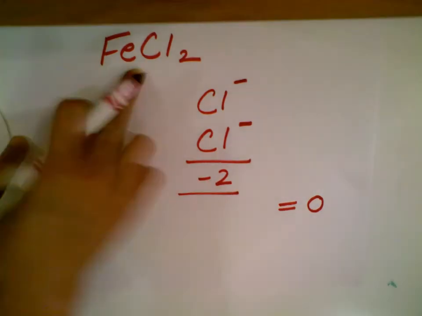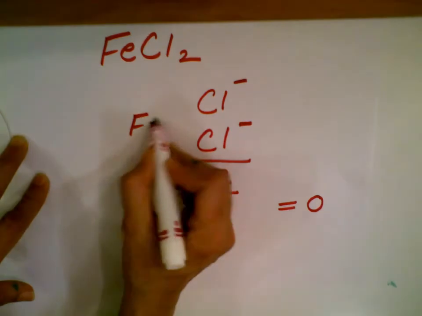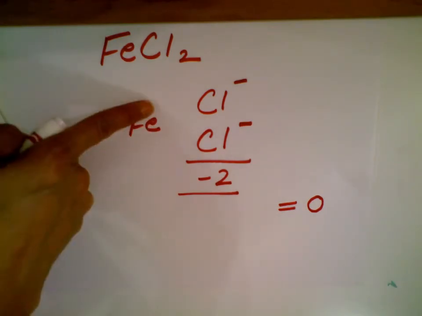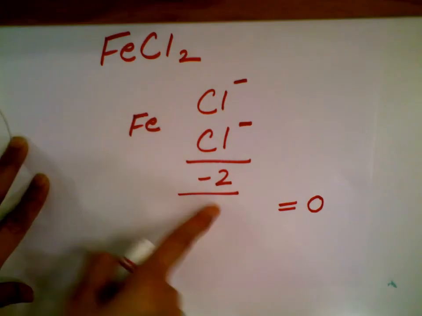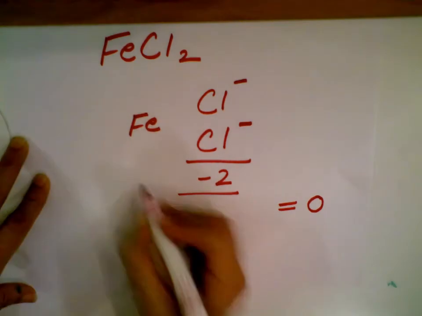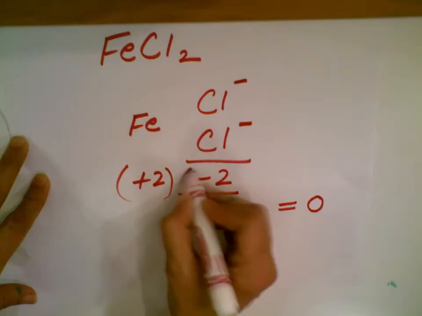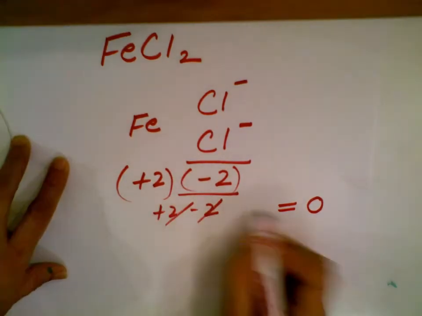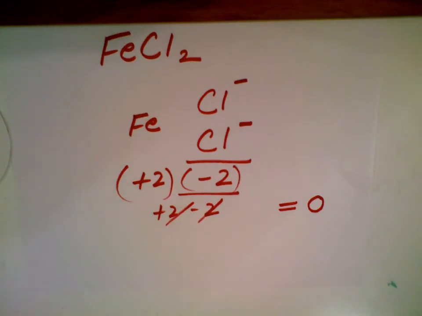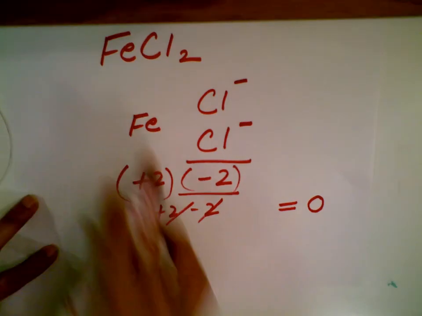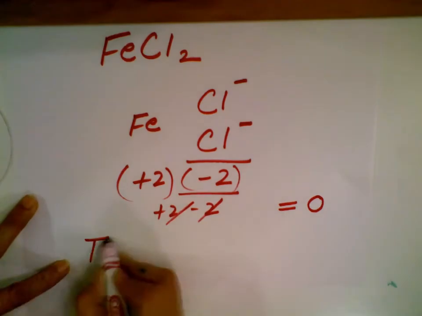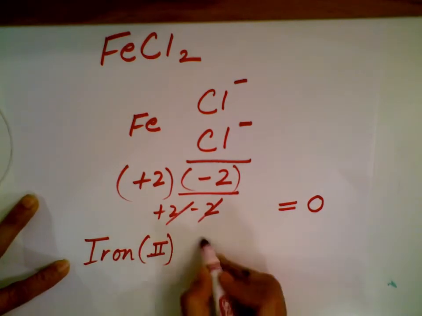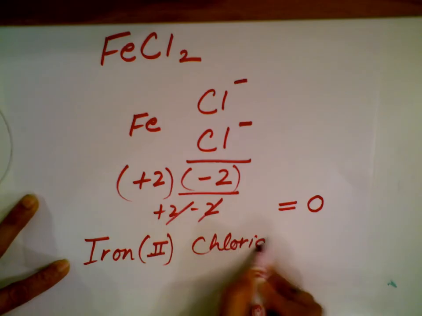So I have 1 atom of iron, so I write 1 iron. What should be the charge on iron here? Since it is -2, it should be +2. So the +2 cancels out and you get 0. So once again, you have a charge of 2, so you write iron 2 chloride. This is another way.